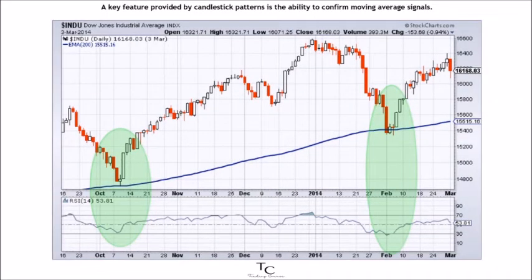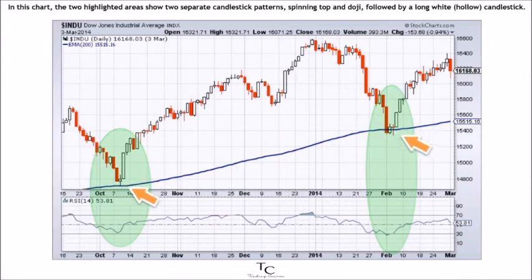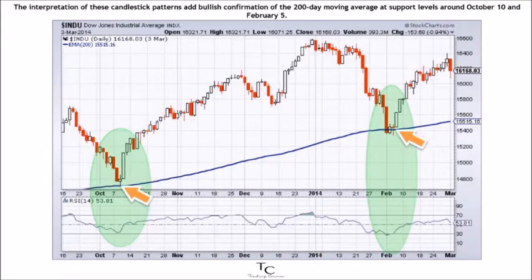A key feature provided by candlestick patterns is the ability to confirm moving average signals. In this chart, the two highlighted areas show two separate candlestick patterns, spinning top and doji, followed by a long white, hollow candlestick. The interpretation of these candlestick patterns adds bullish confirmation of the 200-day moving average at support levels around October 10 and February 5.